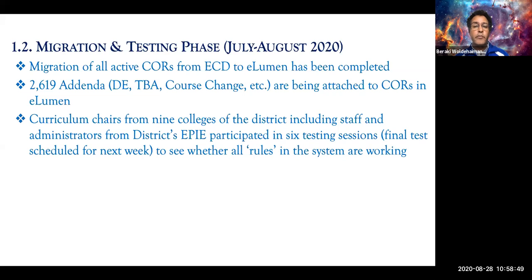But one thing that could not be migrated was all the attachments, like DE attachments or addenda, TBA, course change, and others. eLumen has said we have to pay separately for this addenda to be attached to our course outlines of record. So we are paying for the migration of 2,619. I had to go addendum by addendum to see if it is worth migrating. So the latest DE addenda, the latest TBAs, the latest course change forms, etc., have been submitted to eLumen for attachment, and eLumen is now in the process of attaching this to our course outlines of record.